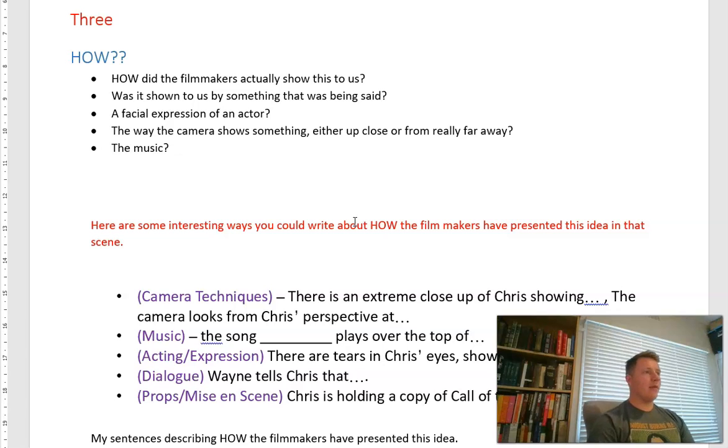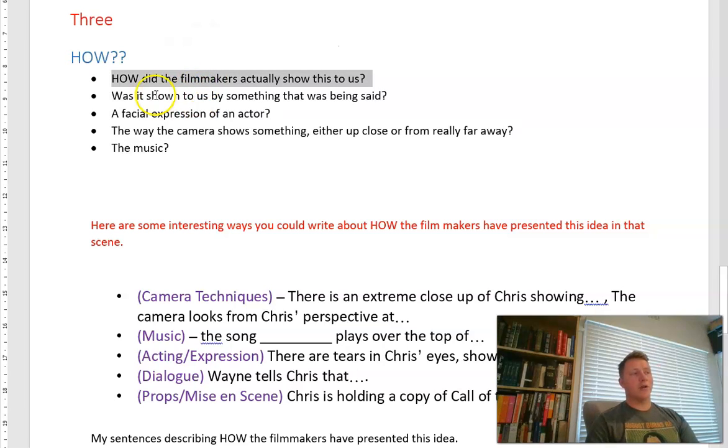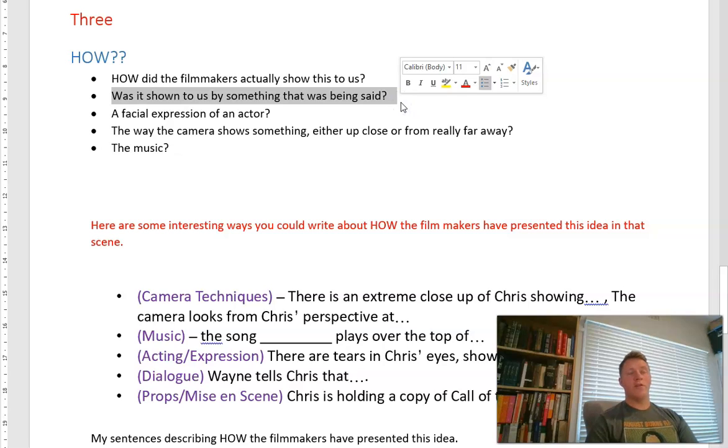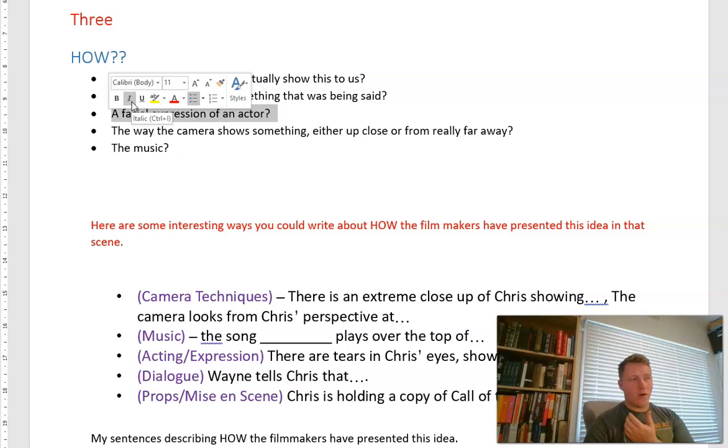Okay? So, a couple of things that we can ask ourselves here are, how did the filmmakers actually show us this? Was it shown to us by something that was being said? So the dialogue, for example, in our example, we were looking at something that Jan said in particular. Okay? Was it a facial expression of an actor? So it might have been, you know, a sad face or a tear running down their eye as they were dying.